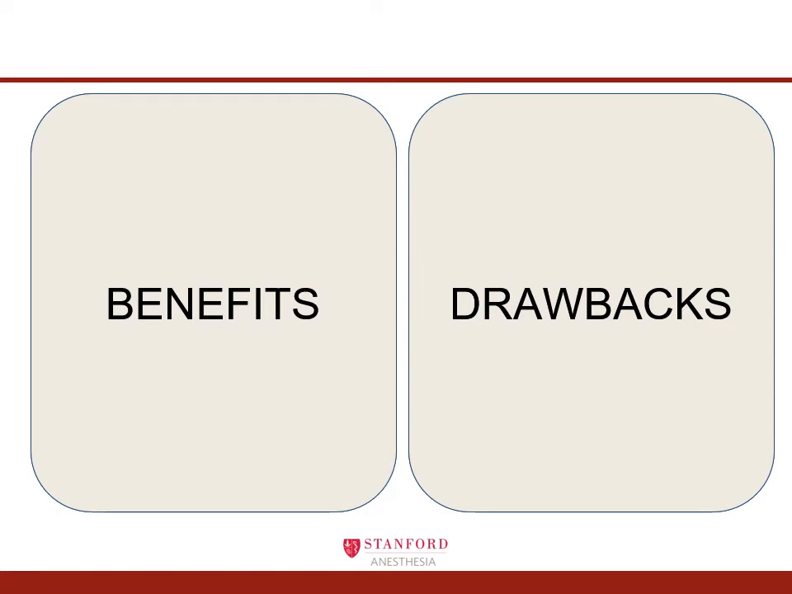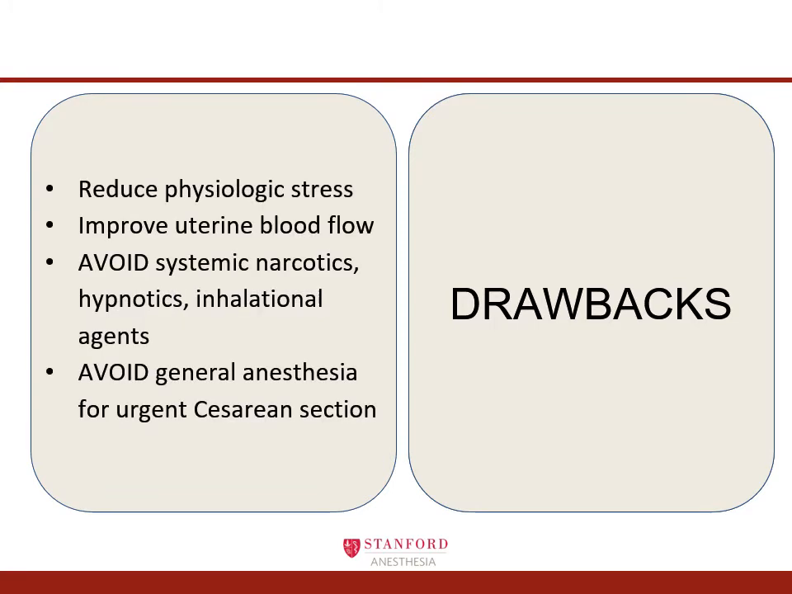Let's discuss the benefits and the drawbacks of placing a lumbar epidural for labor analgesia. You can use this as a framework to discuss this with your patients. So the benefits include reducing overall physiologic stress. What this means is reduced maternal suffering, reduced physical exertion and hyperventilation, and decreased oxygen demand.